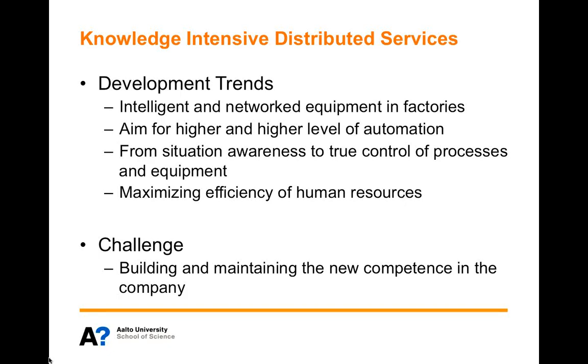And then there has been a trend to go from the current situation awareness to true control of processes and equipment, and this is related to a higher level of automation and a more abstract level of working in the factories. And then of course there always is a trend and aim of maximizing the efficiency of human resources. And in industrial settings this basically means that the repetitive and basic tasks are automated, and then the people can actually focus on the difficult tasks. And the main challenge that comes when new services are built that utilize the new data and perhaps new ways of doing things is that it's quite difficult to build and maintain the competence in the companies.